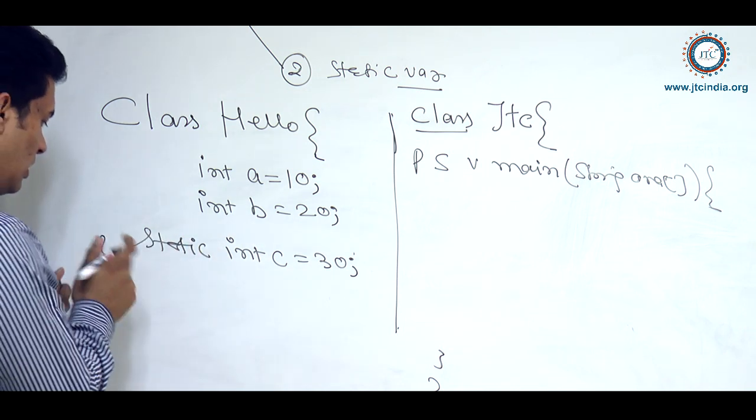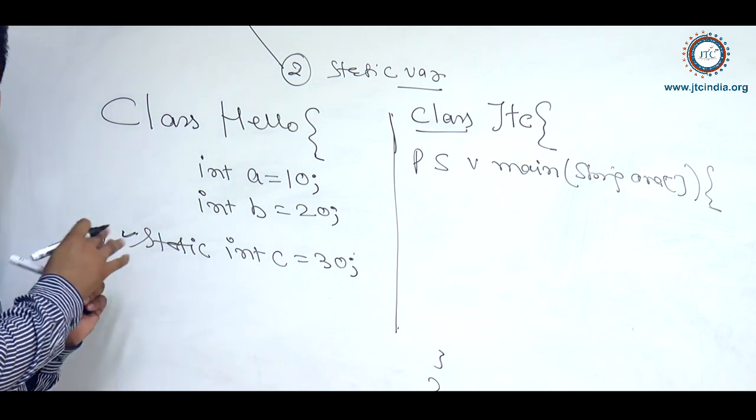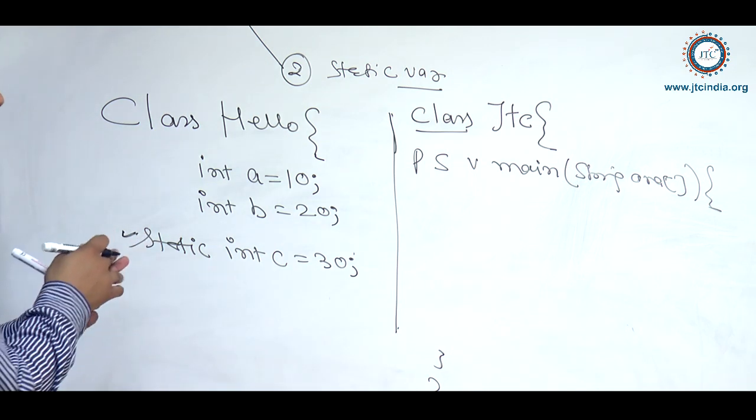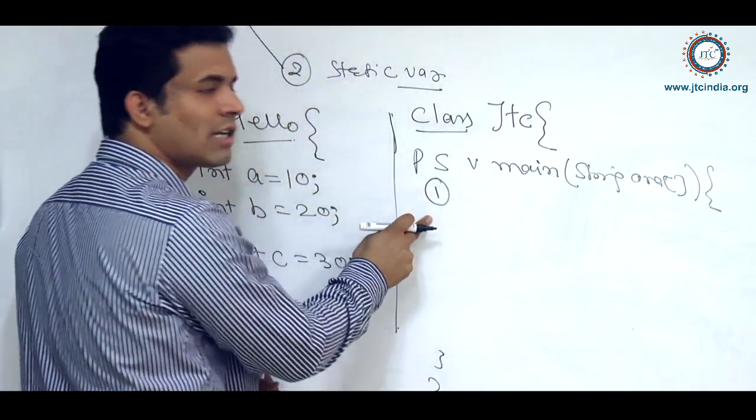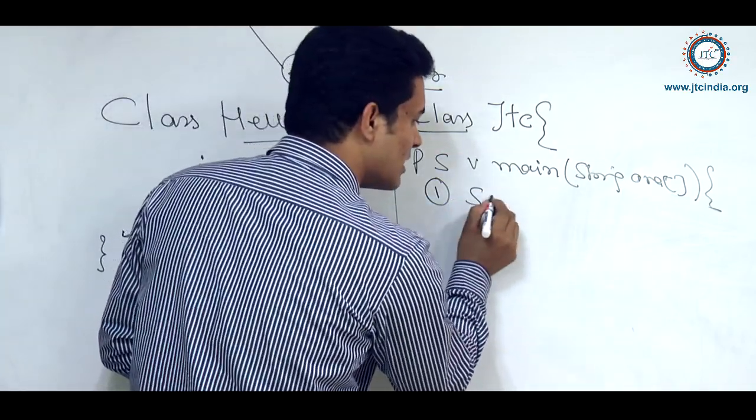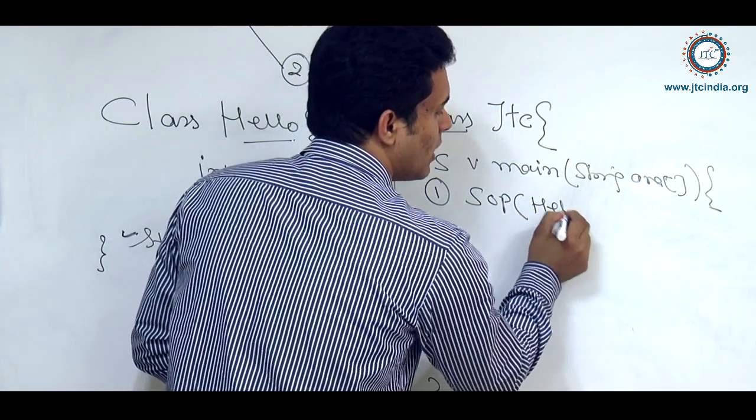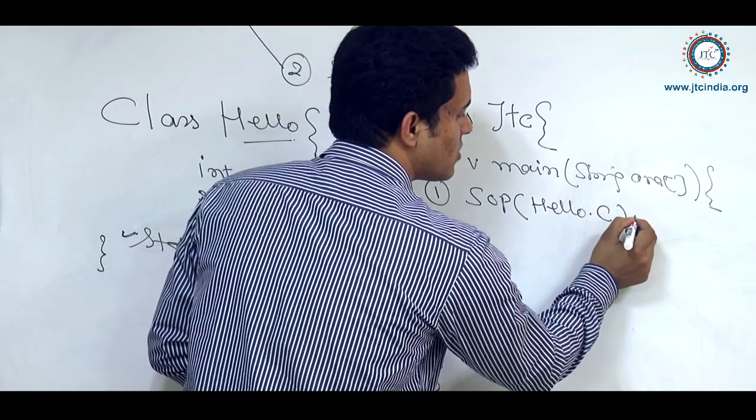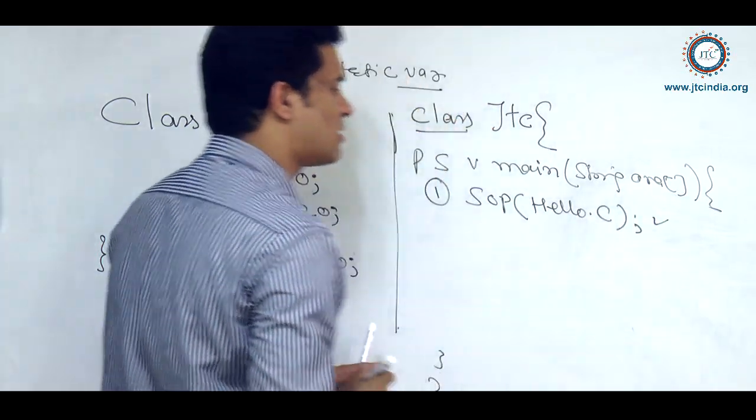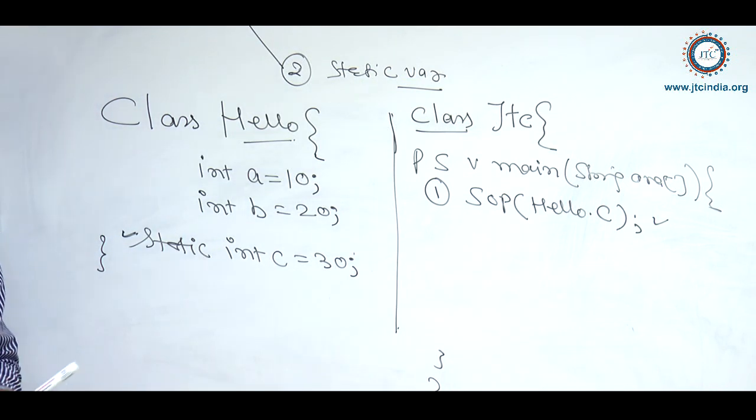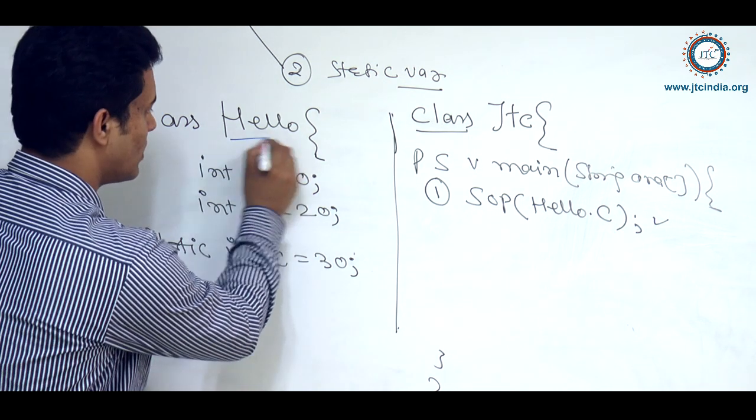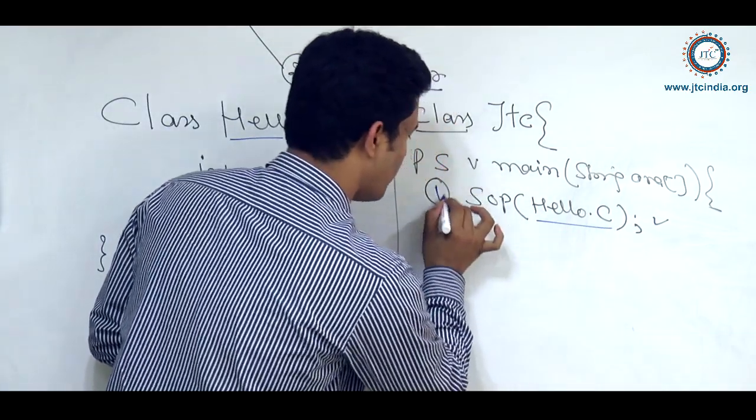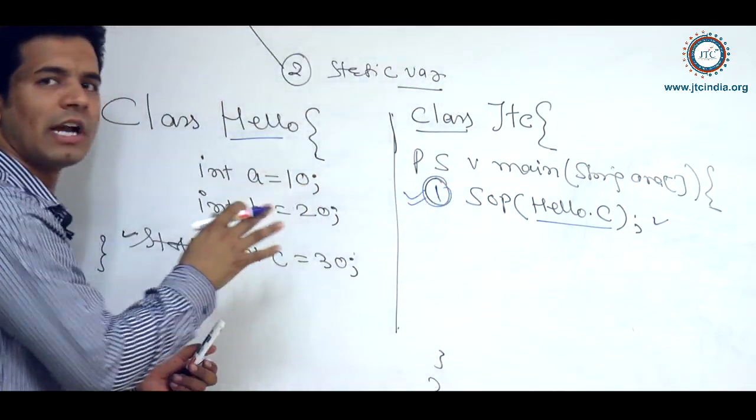Now see, if it is a static variable, we can access it directly by the name of the class. So the number one way to access the static variables is SOP of Hello dot c. This is the first way to access the static variable, right? We can access the static variable in three different ways. The number one is directly with the name of the class.